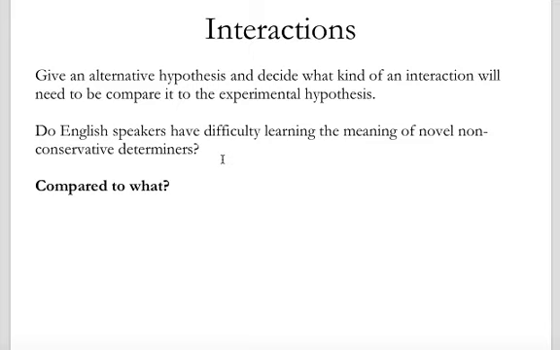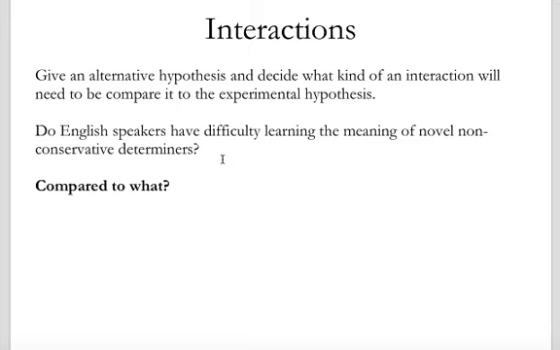Do English speakers have difficulty learning the phonological form of novel non-conservative determiners? That's again going to be asking yet another kind of question that would be slightly weird in this context because we don't think that the meaning of these determiners is really related to their phonological form, their sound pattern. Although you never know. There are associations between sounds and meanings in language. They're mostly arbitrary, but sometimes they're not, right?